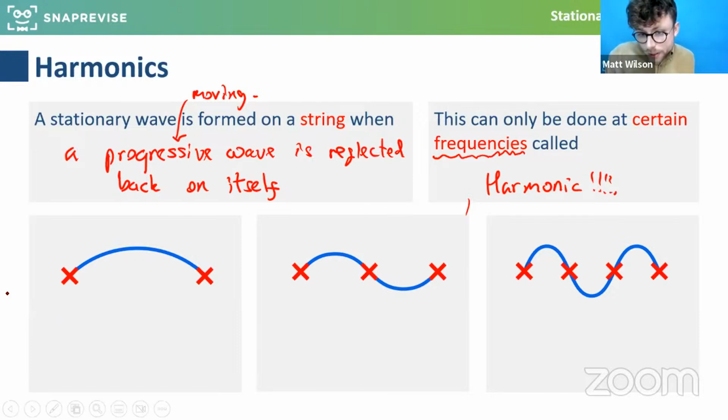So let's imagine that these x's at the end here represent the ends of our string. So this is one end of our string. This is another end of our string. Same here. In this picture, we have an end here and an end here.